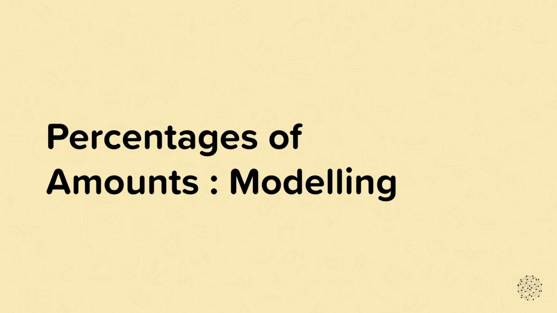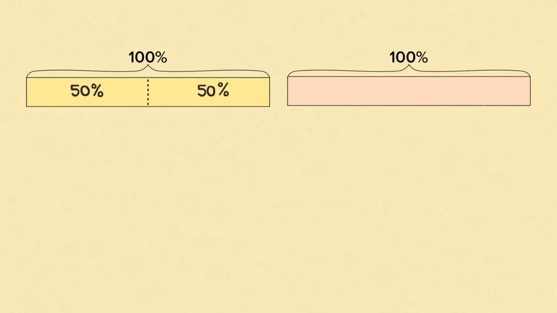Percentages of amounts. Modelling. We know that one whole is equal to 100%. If we split 100% into two equal parts, each part will be 50%. If we split 100% into 10 equal parts, each part will be 10%.